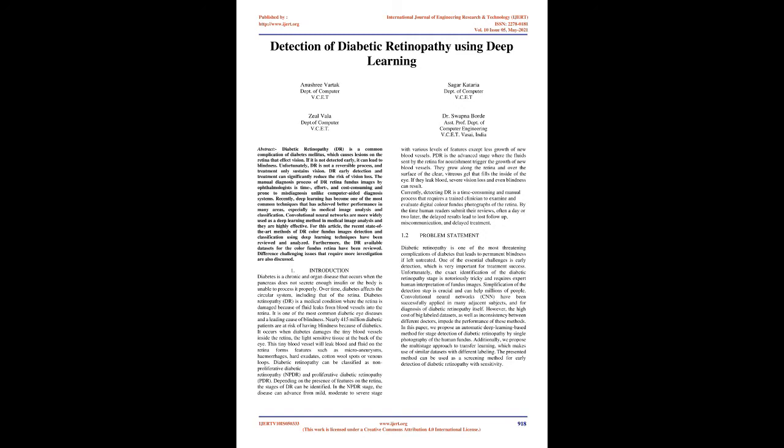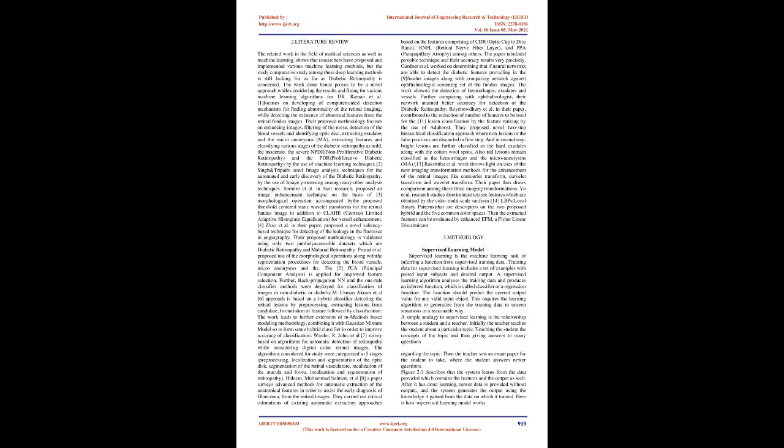1.2 Problem Statement. Diabetic retinopathy is one of the most threatening complications of diabetes that leads to permanent blindness if left untreated. One of the essential challenges is early detection, which is very important for treatment success. Unfortunately, the exact identification of the diabetic retinopathy stage is notoriously tricky and requires expert human interpretation of fundus images. Simplification of the detection step is crucial and can help millions of people. Convolutional neural networks, CNN, have been successfully applied in many adjacent subjects, and for diagnosis of diabetic retinopathy itself.